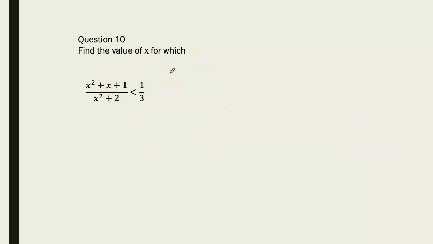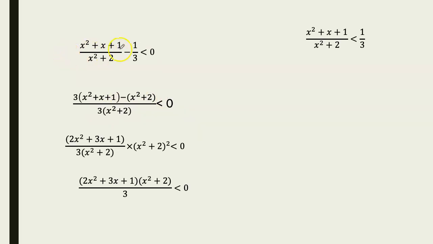Next question. Find the value of x for which (x² + x + 1)/(x² + 2) is less than 1/3. So we take (x² + x + 1)/(x² + 2) − 1/3 less than 0. Take the LCM, that is 3(x² + 2). So I get (3(x² + x + 1) − (x² + 2))/(3(x² + 2)) less than 0. Simplifying, you get 2x² + 3x + 1. And again I am multiplying both sides by (x² + 2) the whole squared, as we did in the last problem. So again x² + 2 gives you complex roots.